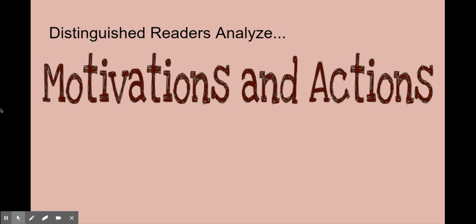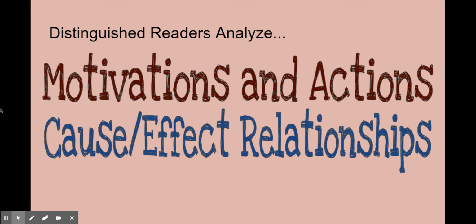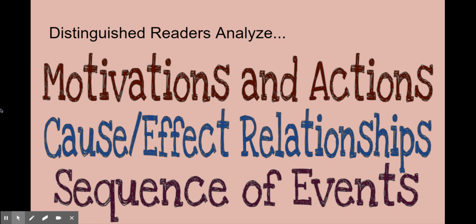Distinguished readers of historical texts analyze three key components. The first are the motivations and actions of people. Motivations are the thoughts or feelings that lead to action. We also analyze cause and effect relationships. These relationships can be between people or between events. And we also look at the sequence of events.